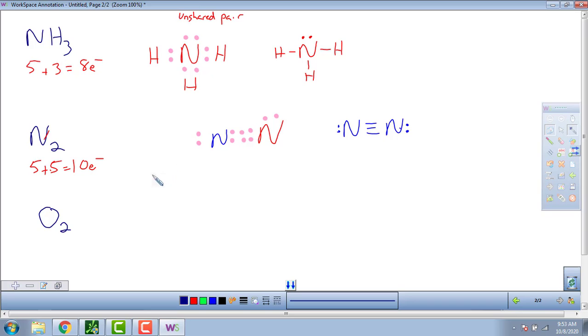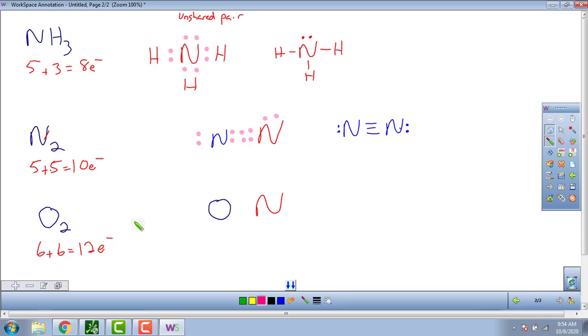Oxygen is going to be a little bit like nitrogen. Oxygen is in group 6. 12 electrons. So let's give away the 12 and see what happens. Again, this is the trial and error part.